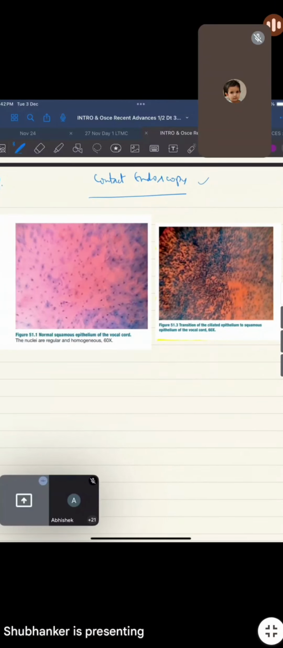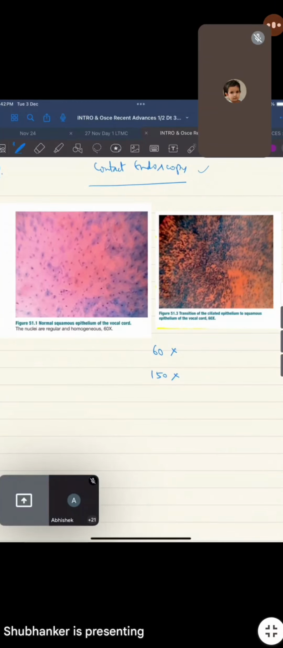So what questions can be asked from this contact endoscopy topic? One thing is what magnification power does it give you? It can give you 60x. It can give 150x. These are the two values mentioned in your Scott Brown. Okay. What dye is used in this? Can somebody take a try? Fresh from theory. Methylene blue.